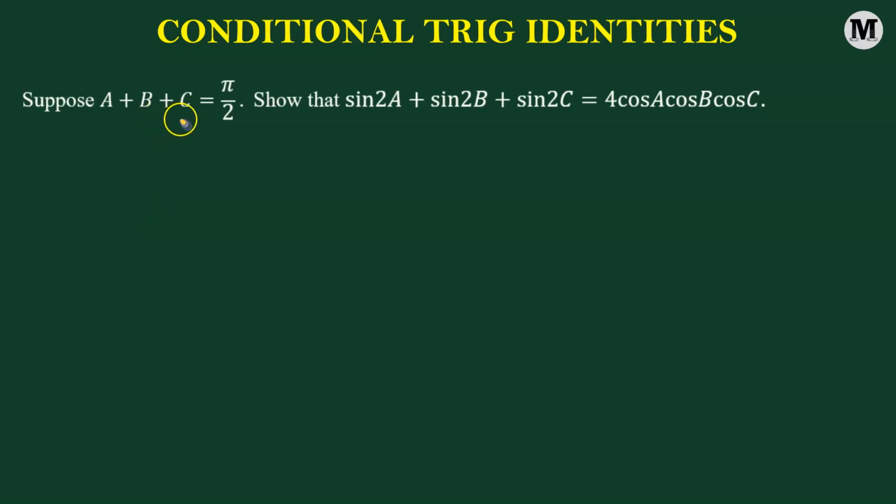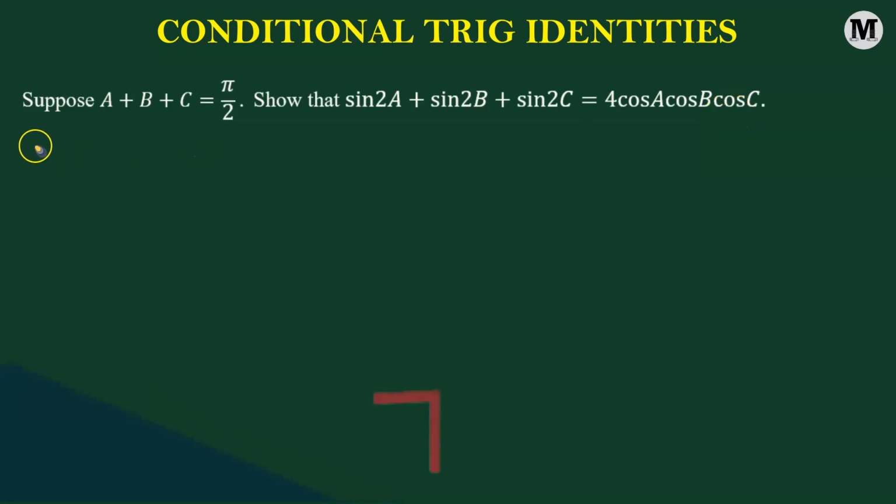Suppose a plus b plus c equals pi over 2 radians. We need to show that sine of 2a plus sine of 2b plus sine of 2c equals 4 times the product of cosine of a, cosine of b and cosine of c.